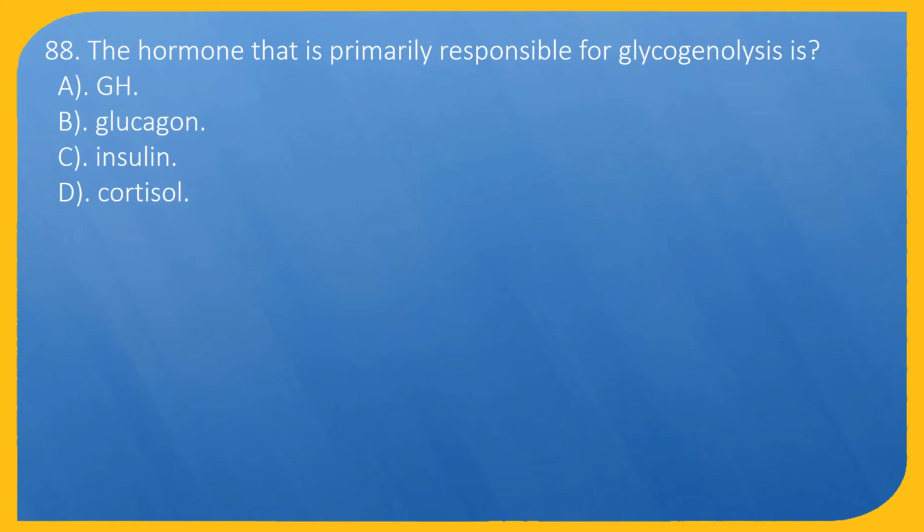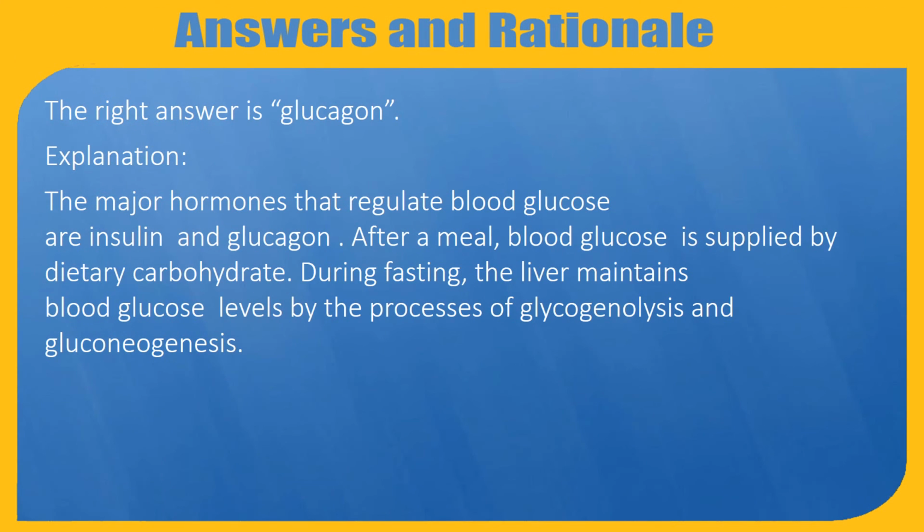Question 88. The hormone that is primarily responsible for glycogenolysis is: A. GH. B. Glucagon. C. Insulin. D. Cortisol. The right answer is glucagon. Explanation: the major hormones that regulate blood glucose are insulin and glucagon. After a meal, blood glucose is supplied by dietary carbohydrate. During fasting, the liver maintains blood glucose levels by the processes of glycogenolysis and gluconeogenesis.